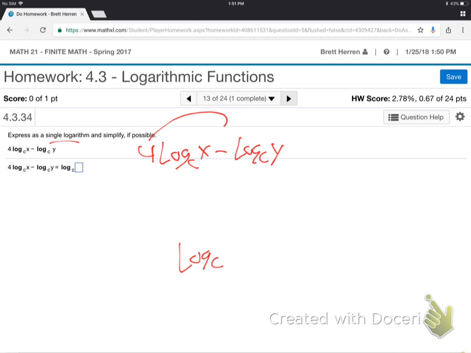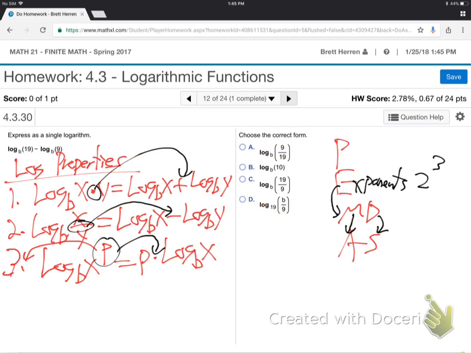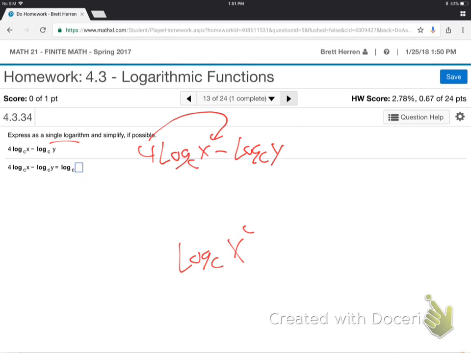Well, that 4, do you know, he's going to go up to the power. Remember that third property, if I go back here? That third property said powers can go from the front to the power, from the power to the front, either way. So I'll put that up here. It'll be x to the 4th. And then what is the subtraction going to become? Division. A harder job for one log. Dividing is harder than subtracting, right? Harder job for one log. Like that. We good there? Questions on that one?